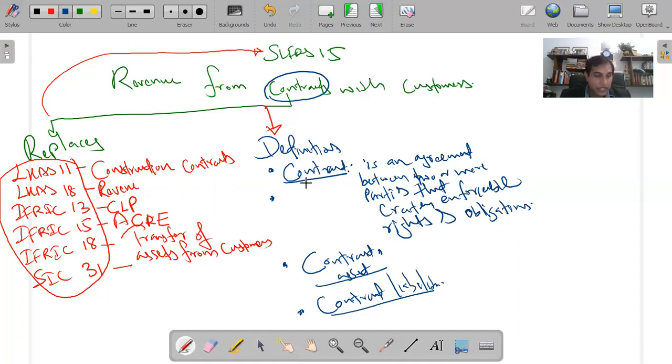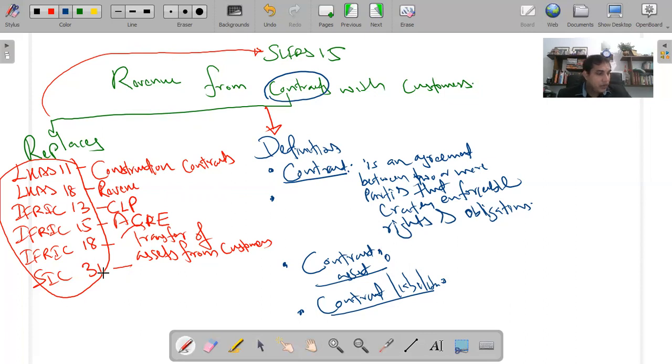Then contract liability: an entity's obligation to transfer goods or services to a customer for which the entity has received consideration. So that is the definition of contract liability. Please keep them in your mind. This understanding about contract asset and contract liability is important. All these definitions are given in the standard, so you are allowed to bring the standard book into the examination hall. Therefore you can highlight them in the standard book itself.